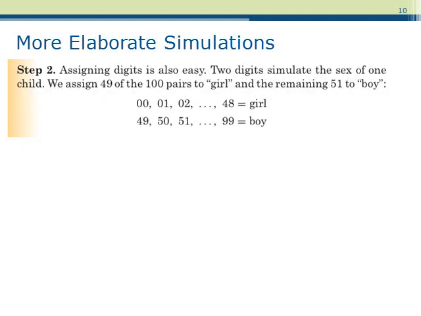Next, we assign digits to outcomes. Because the probabilities are not exactly 50-50 like with coin tossing, we'll need to assign outcomes to 100 digits instead of 10. The probability of a girl is 0.49, so the first 49 digits will be assigned to girl. The probability of a boy is 0.51, so the remaining 51 digits will represent boy.